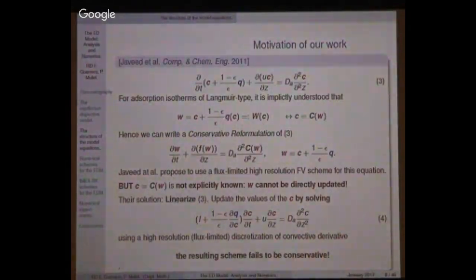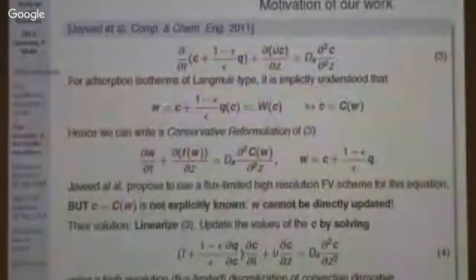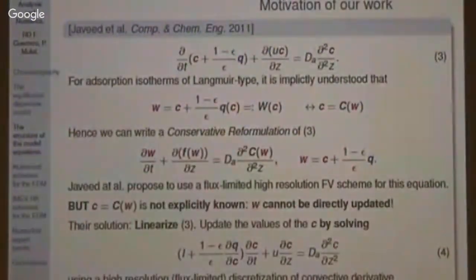And it is implicitly understood that you can go between what is in here, which is the derivative with respect to t of this quantity, plus the derivative with respect to z, which is the length of the column, I mean the actual variable. You can go back and forth between this W and the C, implicitly assumed. It's like a one-to-one correspondence, but you don't have it. They didn't have it, okay? But assume that you had it.